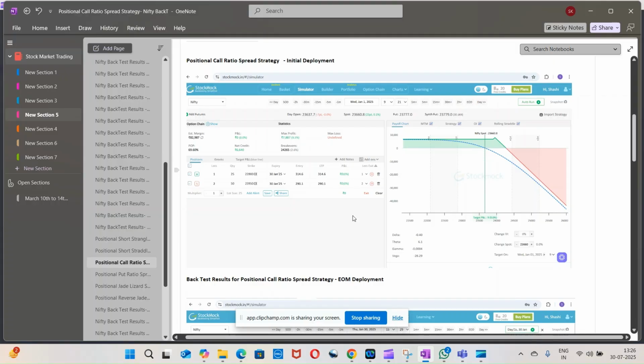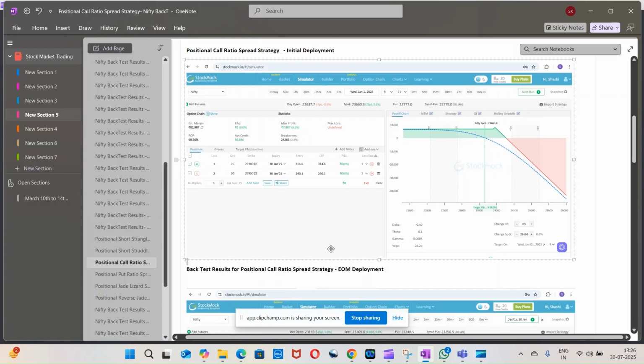If you want to get into delta, theta and all that, you can get it here. Theta is 6.1 for this, and you need to multiply it with the lot size. Gamma and vega are also there, so you can get into the details if you want. But the main thing in this strategy is, if your view is that the market is going to be bearish, the spot is at 23,660. If you feel that the market is going to stay below this 23,660, then you can take this strategy.